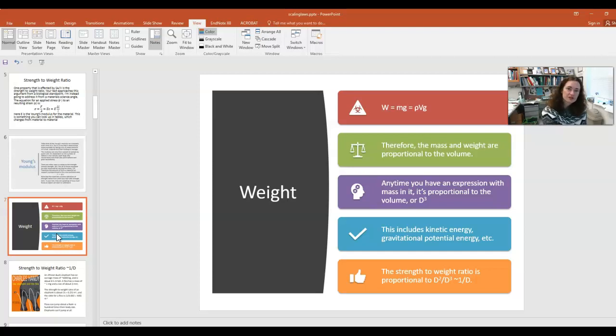So the strength to weight ratio is going to be the strength divided by the weight. So we have the scaling law for the strength, which is d squared, and we're going to divide it by the scaling law for the weight, which is d cubed. So the strength to weight ratio scaling law is going to be 1 over d. Okay? So whatever your strength to weight is for a particular object, that will then scale as 1 over d.